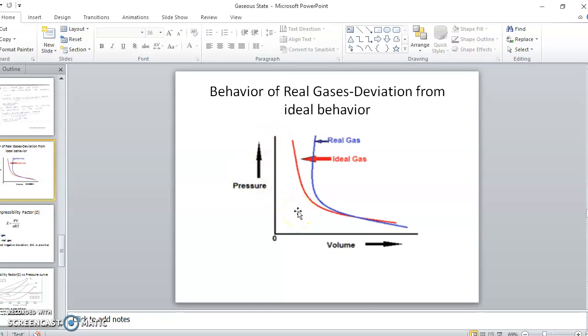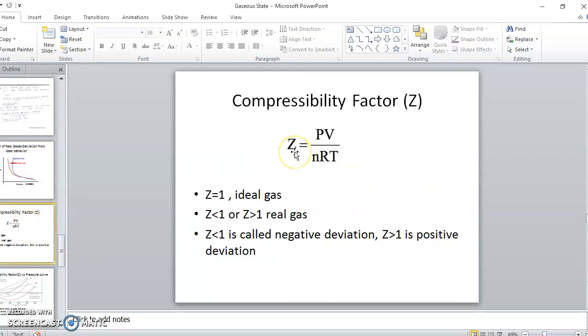Now, what you can see is, at very low pressure, the blue line merges with the red line. That means the real gas behaves ideally under very low pressure. But as you increase the pressure, the real gas deviates from ideal behavior. So there is a deviation from ideal behavior for the real gas as you increase the pressure. So this is the conclusion. Now we have to discuss that deviation.